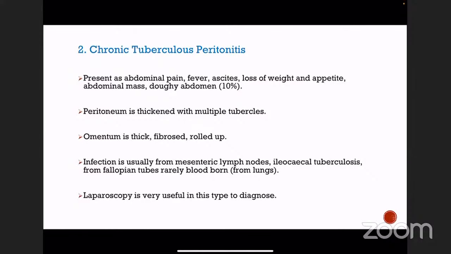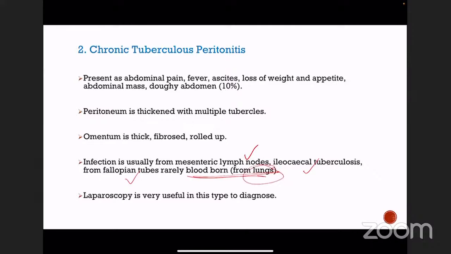In such cases, it is usually from the mesenteric lymph nodes, ileocecal tuberculosis or the fallopian tube, and rarely from blood-borne spread from the lungs. From the lungs, it is very rare. That is why it is primary, not secondary, not coming from the lung.